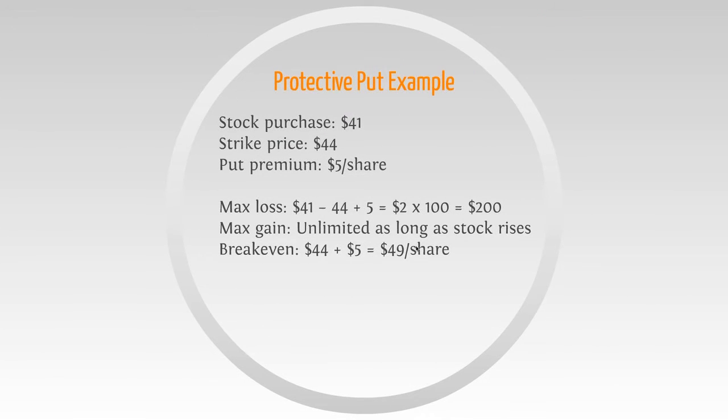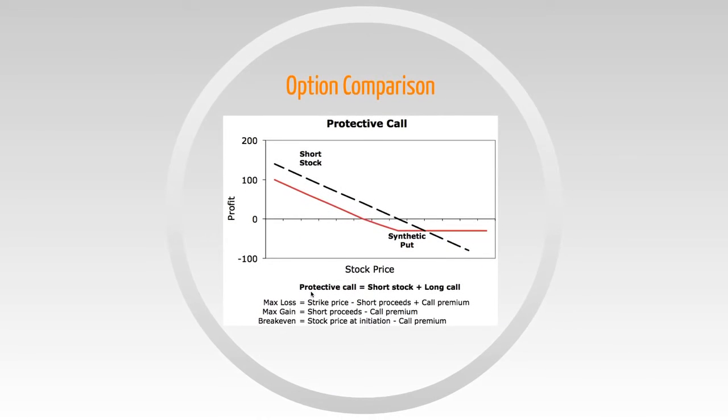And we can see that here. It's like you're paying a premium and you're getting unlimited gains on the upside. And our break even at $49 a share. Another position is called a protective call. In this case, we're borrowing and selling the shares, betting on a decline in the stock, which is shorting the stock, plus we're buying the right to buy back the shares at a strike price. And the net result between these two positions, a short stock plus a long call, is a synthetic put, otherwise known as a protective call.